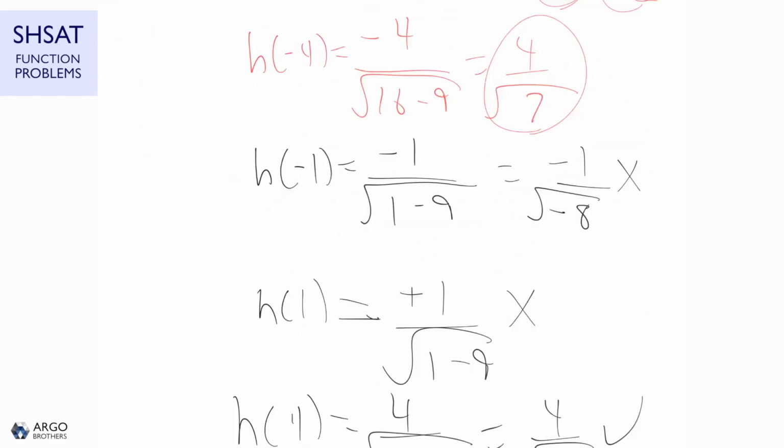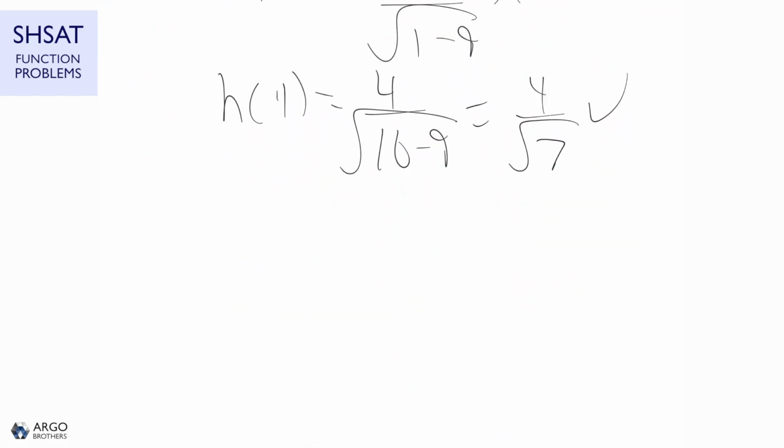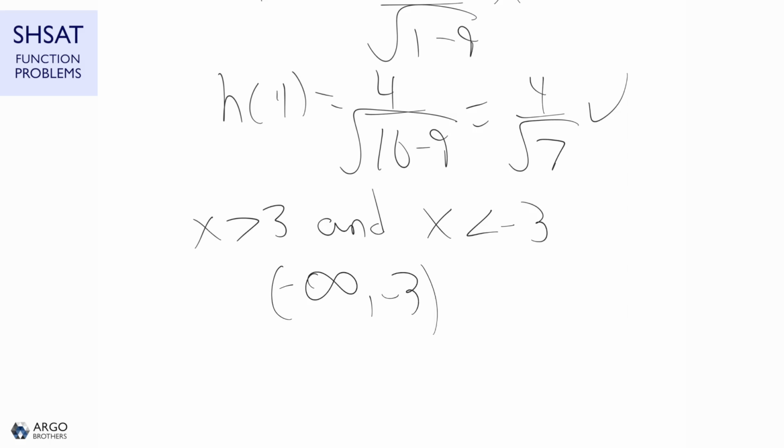And the way to write that would be like this: x is greater than 3 and x is less than negative 3. Or you could use that notation I showed before: from negative infinity to negative 3, exclusive, and then from 3 to infinity. Okay, great. So we went over those problems, and now we can move on to the next topic after this.